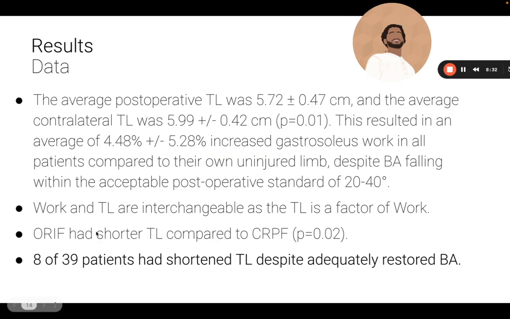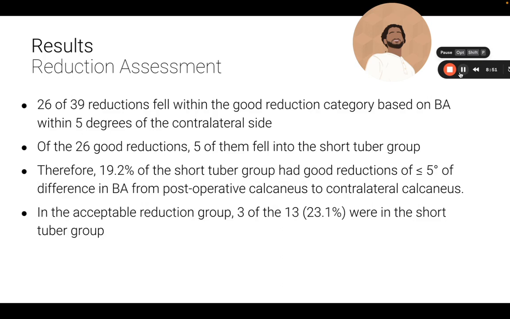We also found that ORIF had a shorter tuber length compared to CRPF, although traditionally the literature has shown that functionally the outcomes are similar with CRPF versus ORIF. 8 of 39 patients had shortened TL despite adequately restored Bowler's angle. Now, most of the reductions within our cohort actually fell into the good reduction category because they were pretty close to the contralateral side in terms of the angle. However, 5 of them still fell into that short tuber group. So it means that they still had increased work of that gastrosoleus complex. And then in the acceptable reduction group, 3 of the 13 were also in the short tuber group.